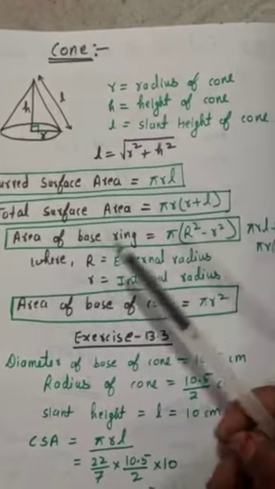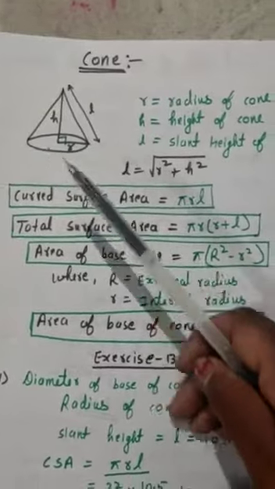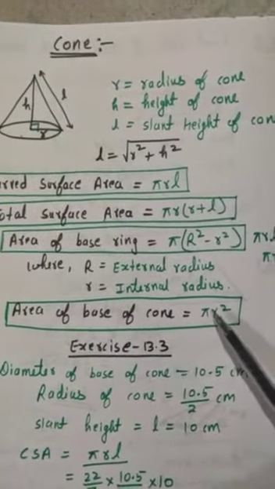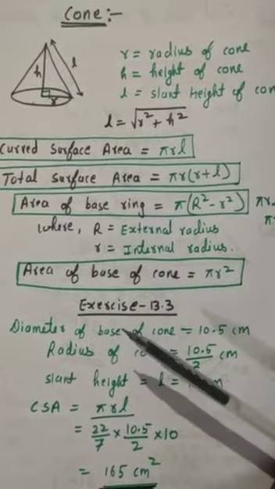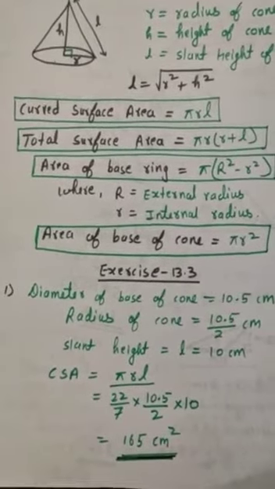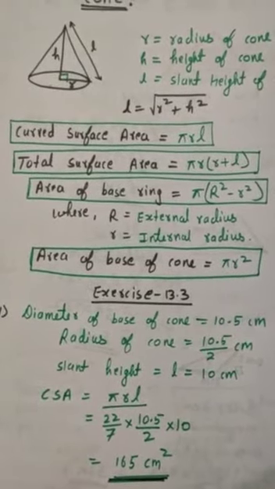And if you want to calculate the area of base, you know area of base is nothing but a circle. And what is the formula for area of a circle? Pi r square. And using all these formulae, we have already done 4 sums. You can go through the video once again. And now we'll start from question number 5.